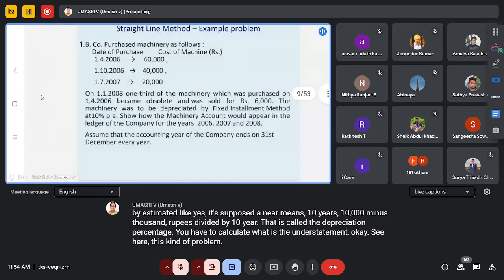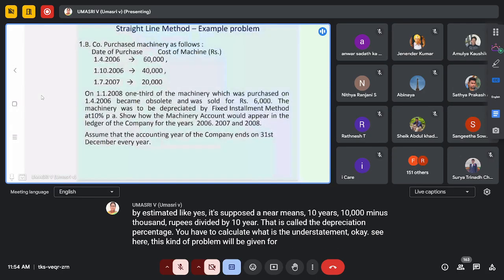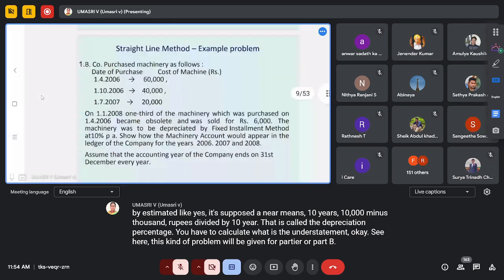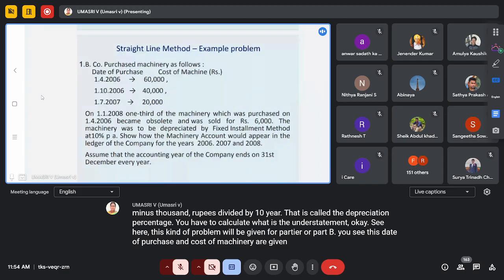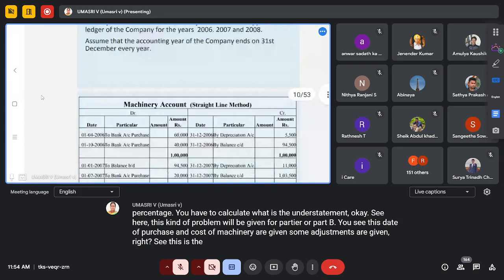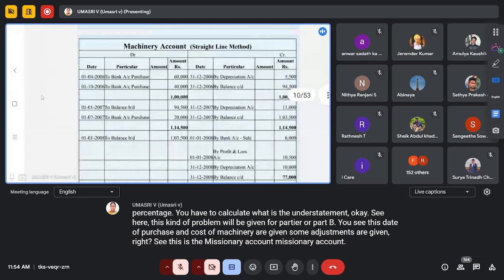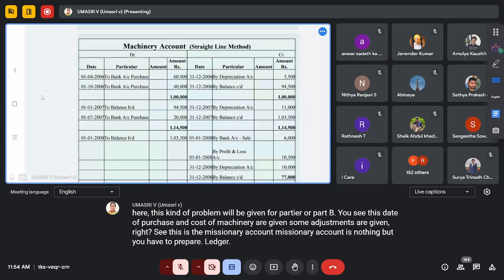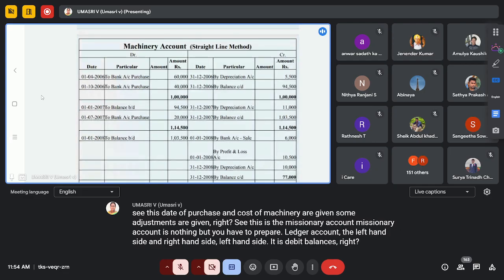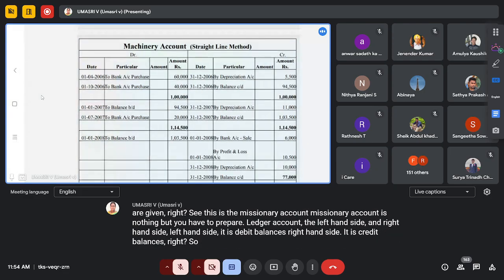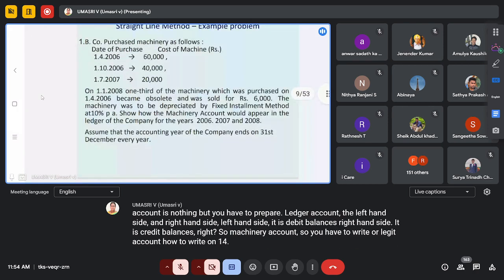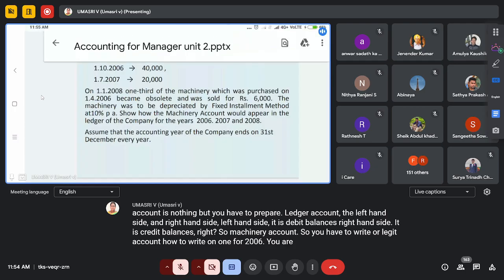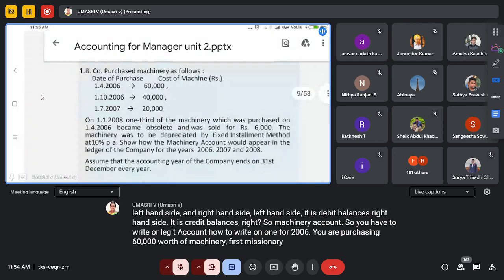See here, this kind of problem will be given for part A or part B. You see this: date of purchase and cost of machinery are given, and some adjustments. This is the machinery account. Machinery account is nothing but you have to prepare a ledger account, with left hand side and right hand side. Left hand side is debit balances, right hand side is credit balances, right? So on 1/4/2006 you are purchasing 60,000 worth of machinery, the first machinery.